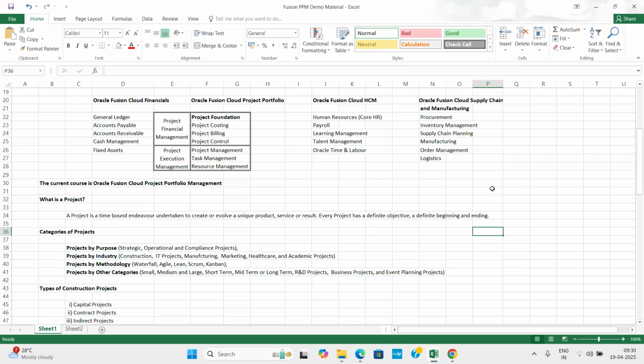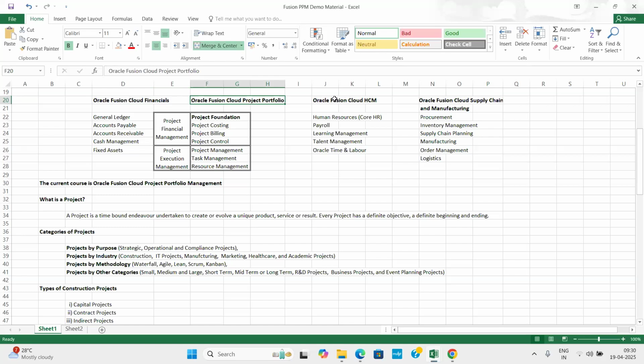As you said rightly, the project foundation is the place where we define that. I will come to that. These are the areas covered in this project portfolio management from Fusion Cloud Project Portfolio application management. We learn these modules. These are all the product families. Oracle Fusion Financials is a product family. Projects is a product family.